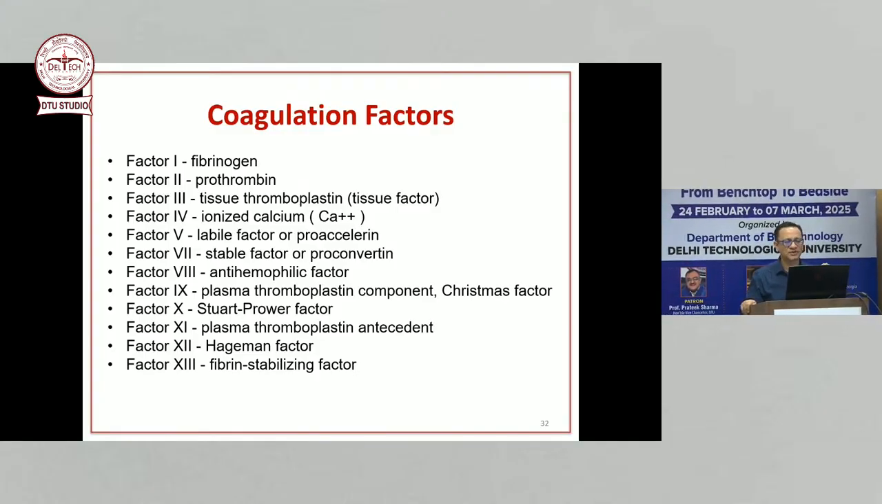Prothrombin is factor 2, tissue factor is factor 3, then factor 13 is very important because that's fibrin stabilizing factor. Before I go to the next slide, which is going to be even more confusing, let's talk a little bit about what's happening in the blood. So when there is a cut, we want fibrinogen to work and form a clot and cross-link that clot.